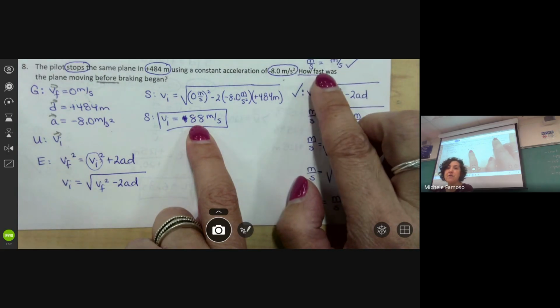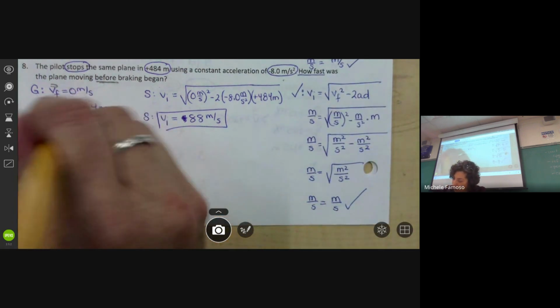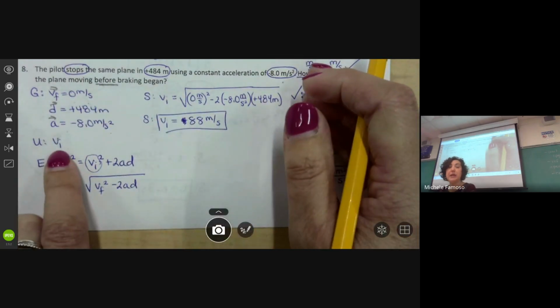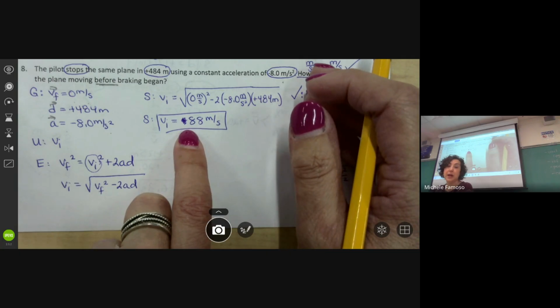Now it just says how fast was it moving, which means I'm looking for a speed. So actually this should not have an arrow over it. I'm just looking for the speed, not its velocity. I don't care about the direction. That's why I don't need to worry whether it's positive or negative. It's just 88 meters per second.